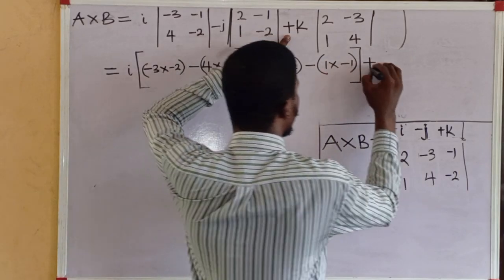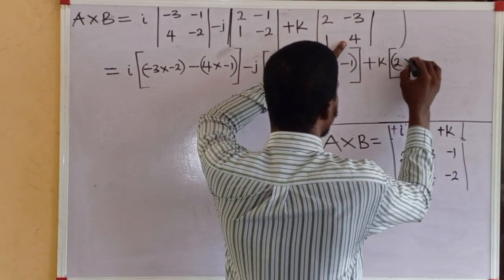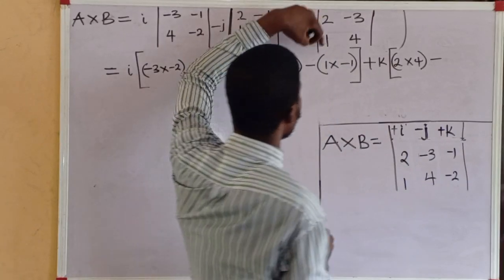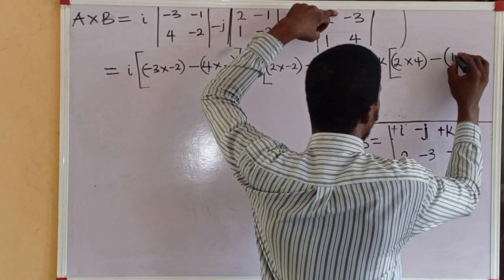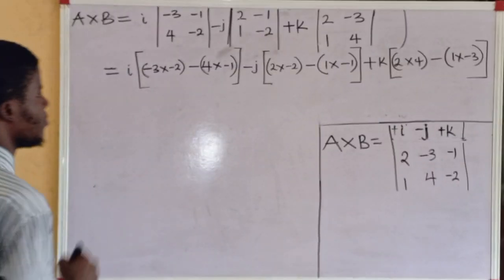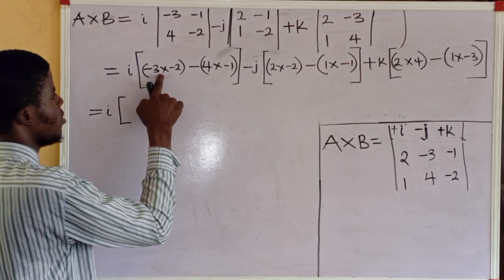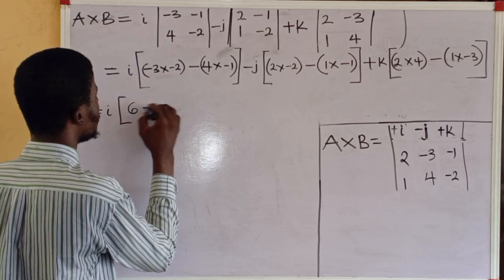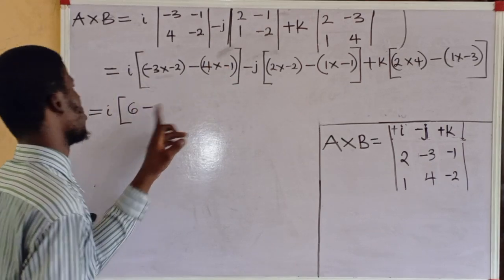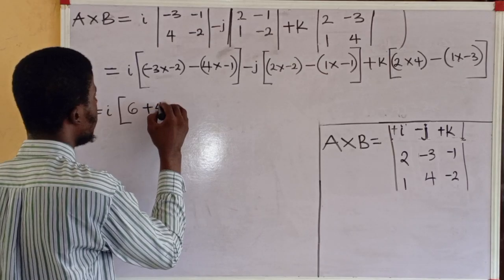Plus k. 2 times 4, all right, minus 3 times 1, or 1 times minus 3. This is 6. Okay, 6 minus, this is minus 4. 4 times minus 1 is minus 4. Okay, so the minus will intercede to give us a plus 4.